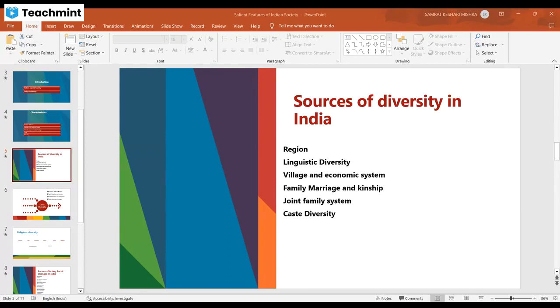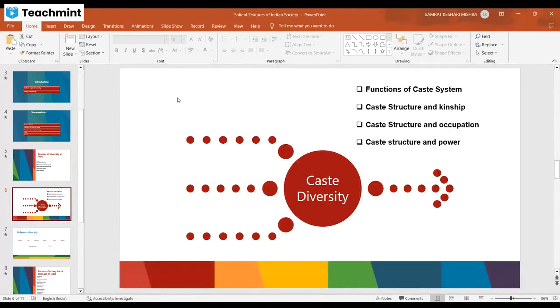Then this caste structure is also related to occupation, because that is very much linked to it. Someone is a blacksmith, someone is a water carrier, someone is a leather worker, so fixed. Then caste structure is also related to power. Caste structure is also related to power. The upper caste has maximum power.